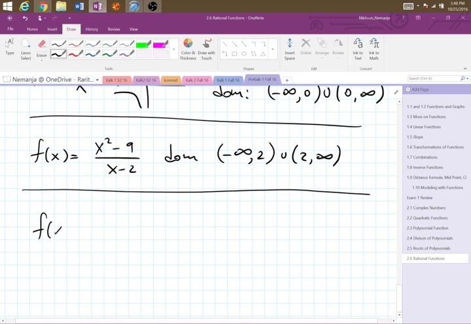Another example, let's say f of x is equal to x over x squared minus 5x plus 6. What's the domain?